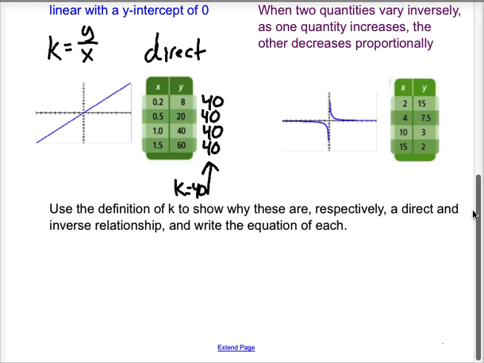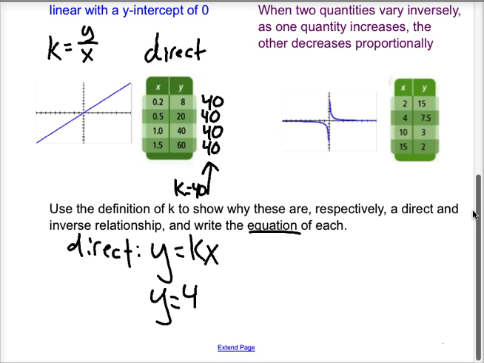Now, to write the equation, because remember the more important part, once I know what k is, I need to write the equation. Well, remember, direct relationships are linear. So the equation for this particular one, because now I know k is 40, the equation is y equals 40x. That's how I can relate x and y together. So again, you have to find k, then you have to go and use k to write the equation.